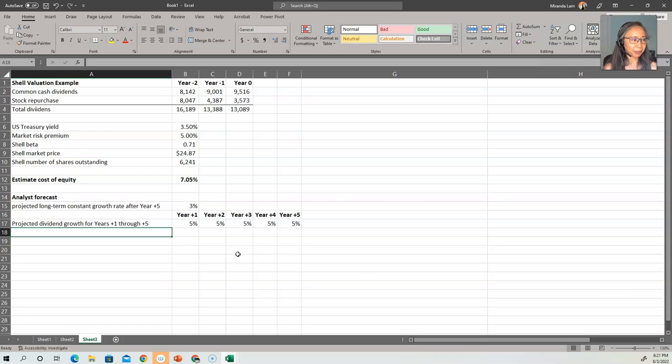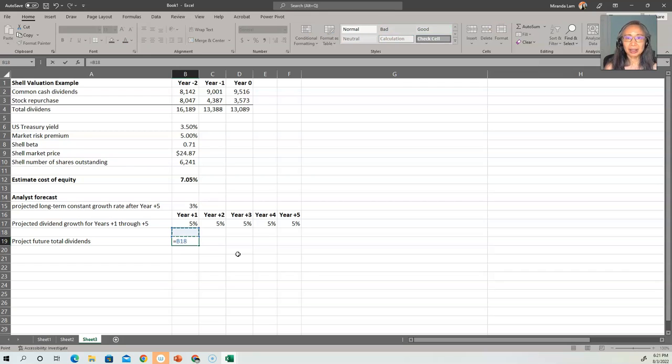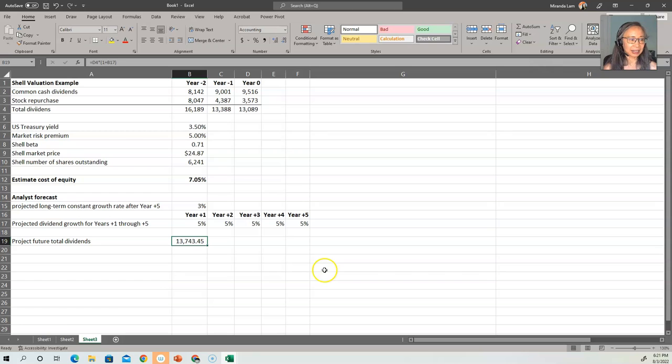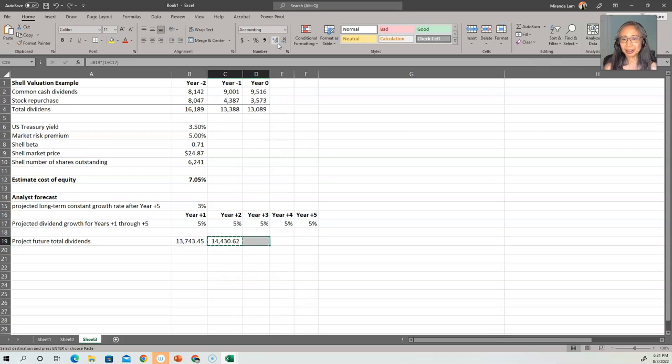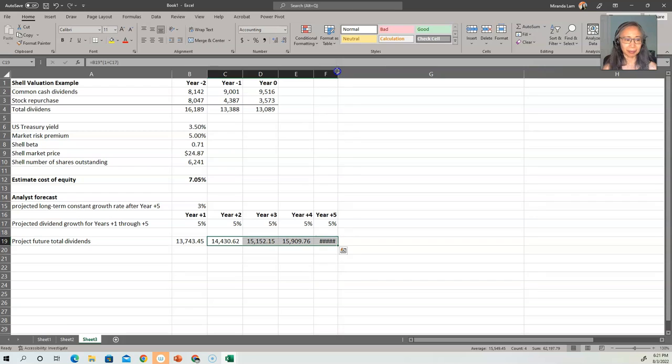So based on this growth rate, we can project our future dividend. Year one is simply the year zero dividend times one plus the year one growth rate. And then year two is the year one dividend times one plus the year two growth rate. And we can copy this to year three, four, and five. Notice that I did not round any of these calculations, so if you are using your calculator, it won't match. So now we have projected future dividends.